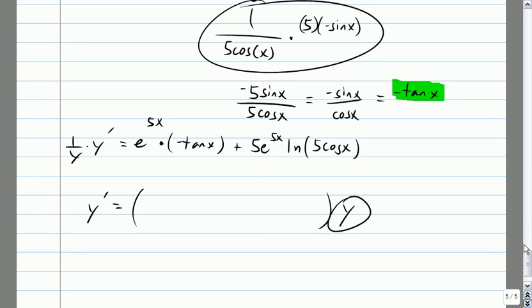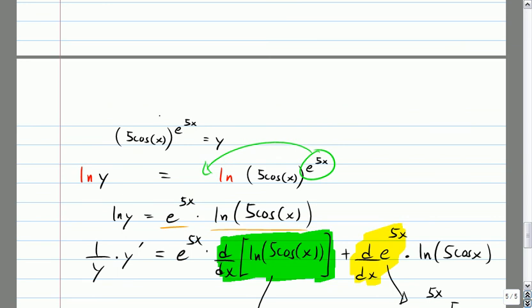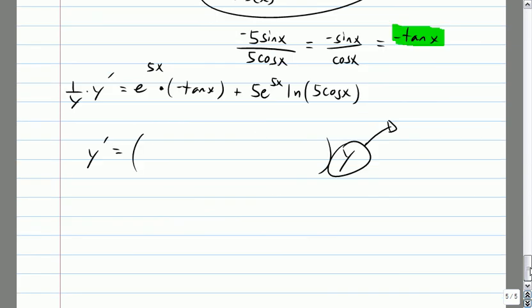Anybody have another way to write y? Can I see the original problem? The original problem is here. 5 cosine x to the e to the 5x. Nice. Good, so that's y.